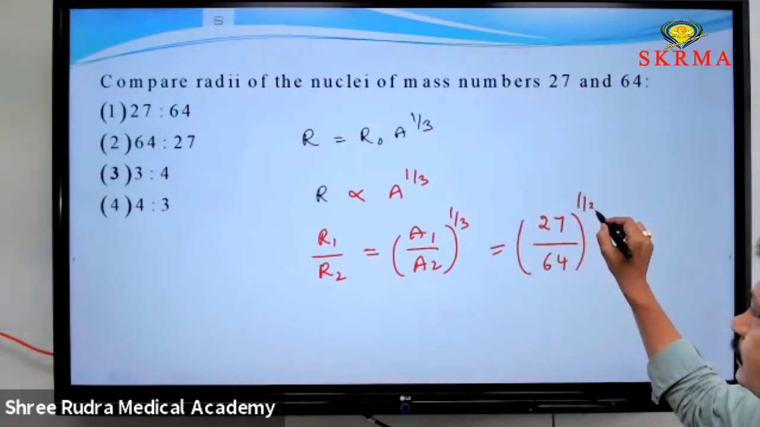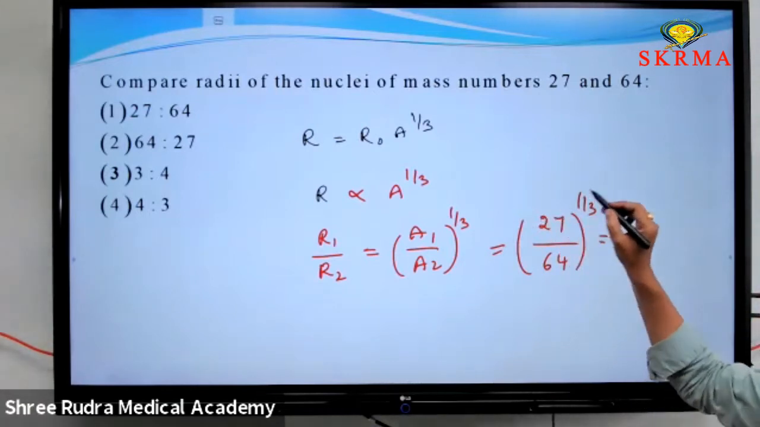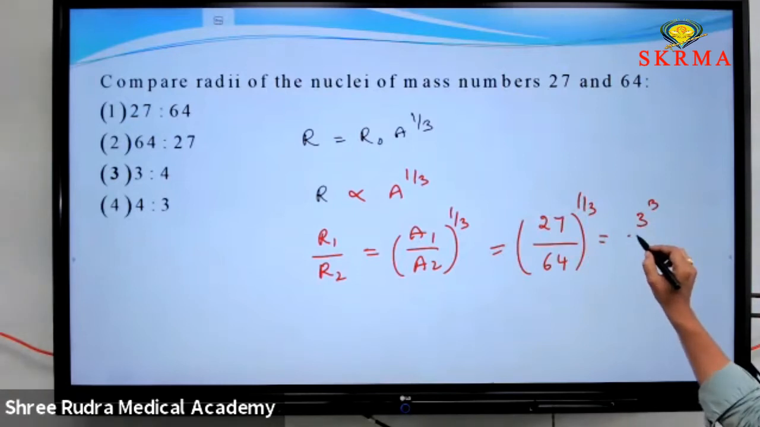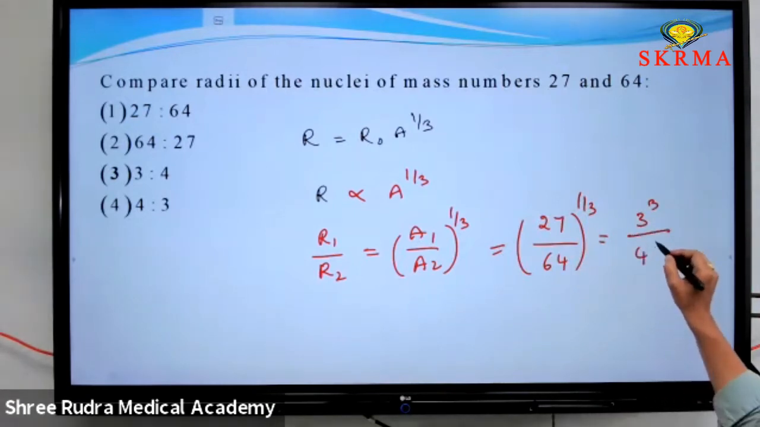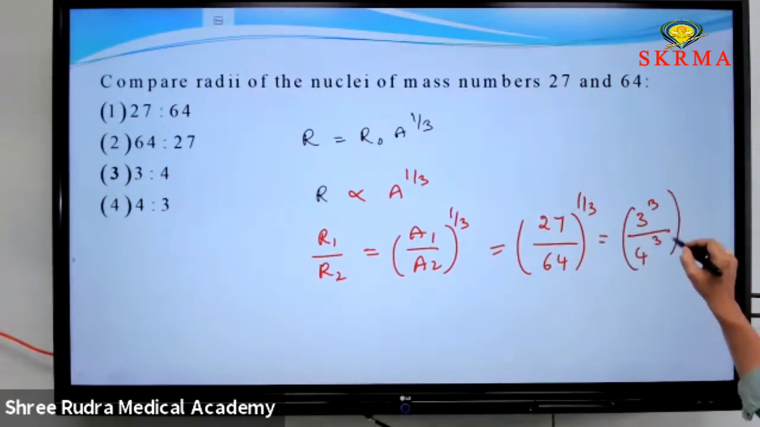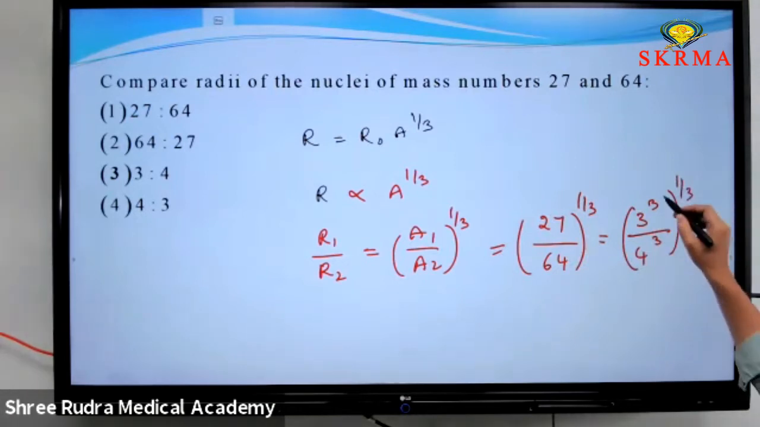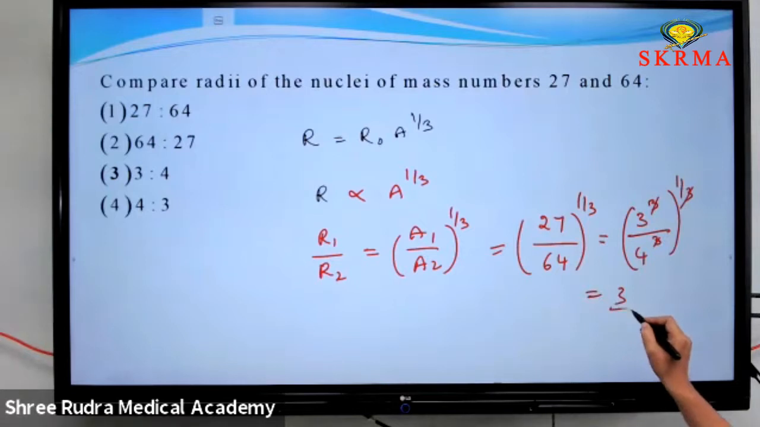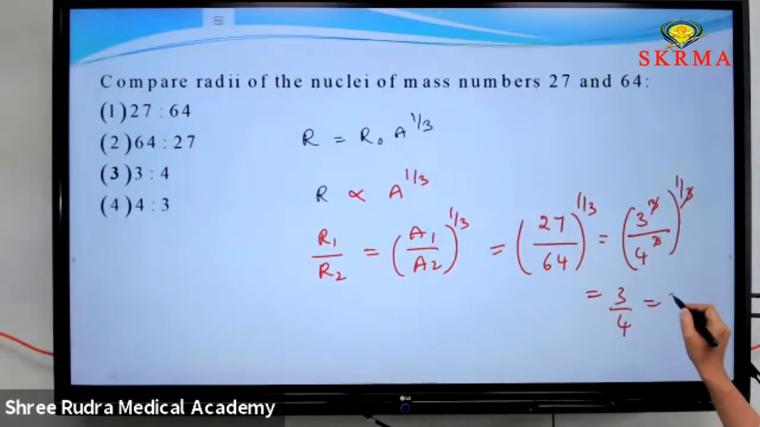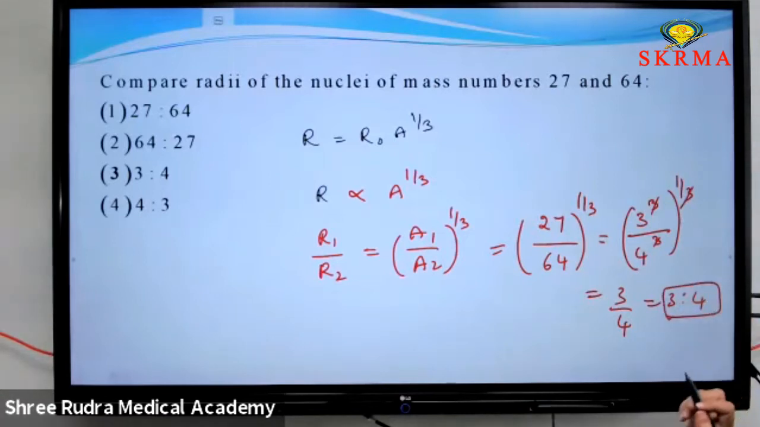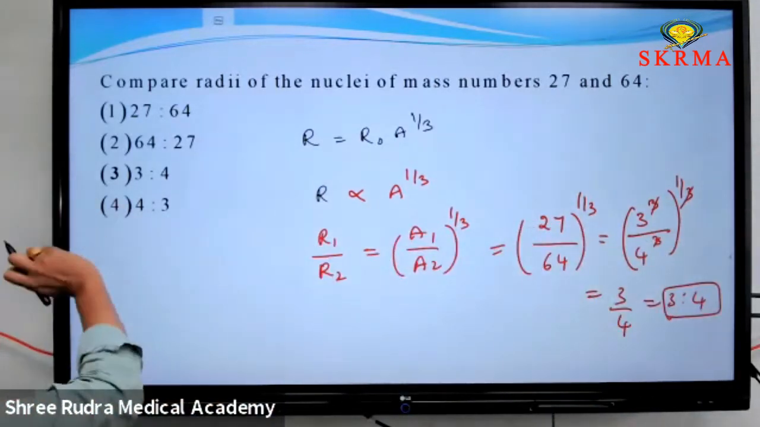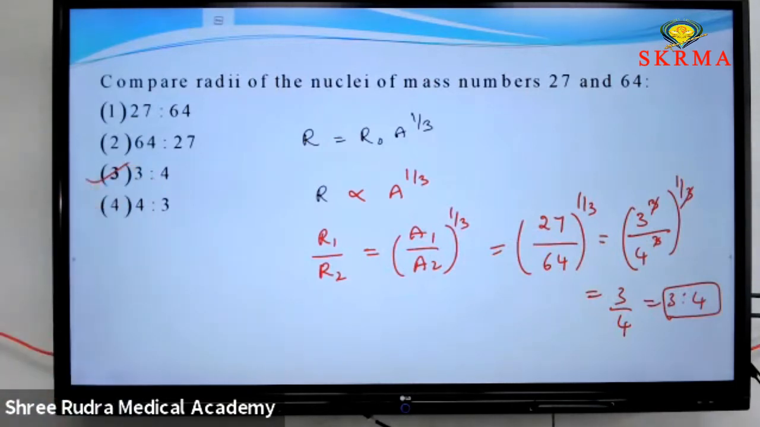A1 by A2 whole power 1 by 3. This can be written as 27 is 3 cube, and 64 is 4 cube, each to the power 1 by 3. Here the cube and the power 1 by 3 cancel. The final result is 3 by 4, which can also be written as 3:4. This is also a direct question from the NCERT textbook. The answer 3:4 is the correct answer.